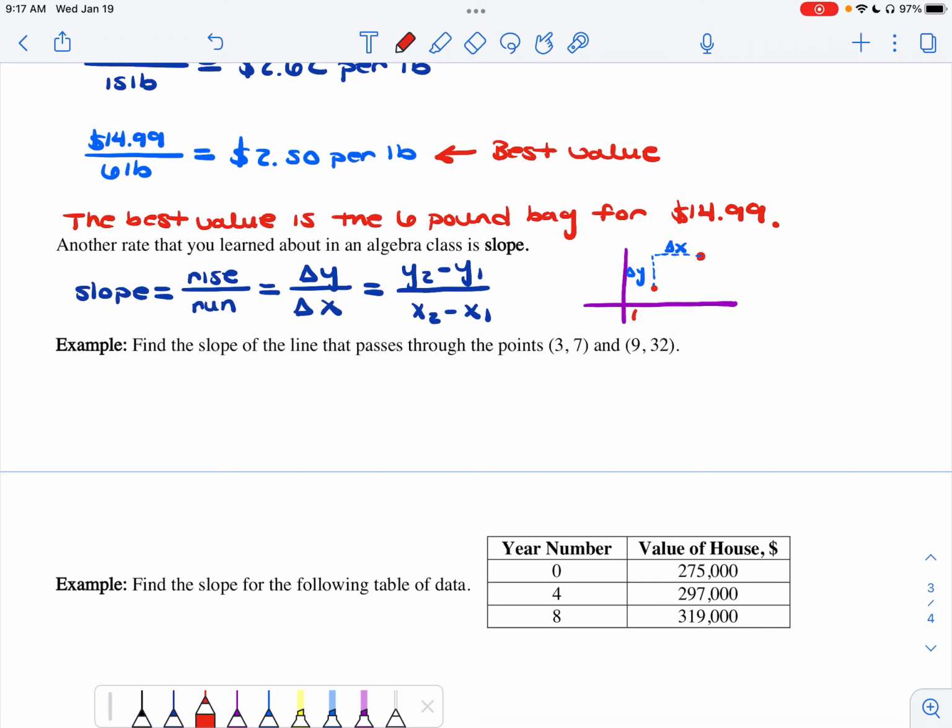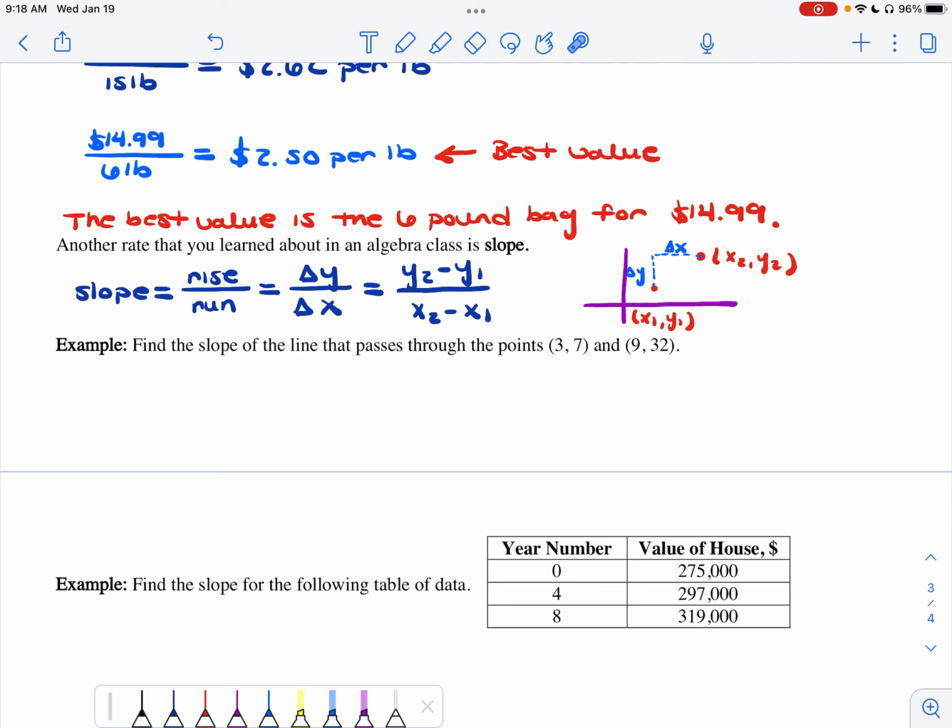All right, my first point would be x1, y1. My second point would be x2, y2. Completely wrote that wrong. Sorry about that. So again, our change in y over change in x. Our change in y is the difference of the y's, y2 minus y1, and our change in x is the difference of the x's, x2 minus x1.